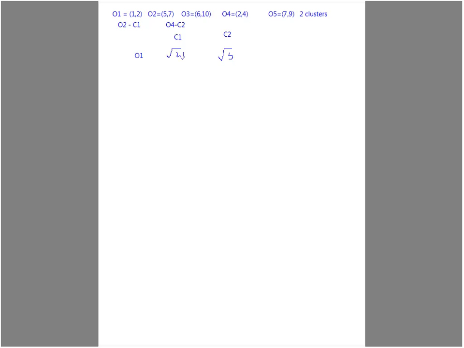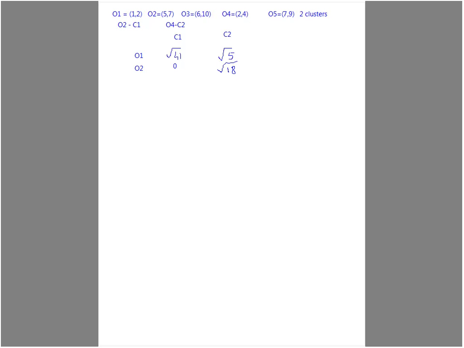Now I have to do the same thing with the other objects. For O2, the distance from C1 is 0, right? And the distance from C2: O2 is (5, 7) and C2 is this, so this is 3 and 3, which is going to be root 18.